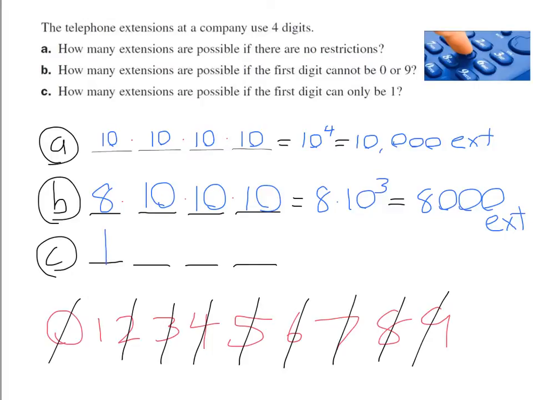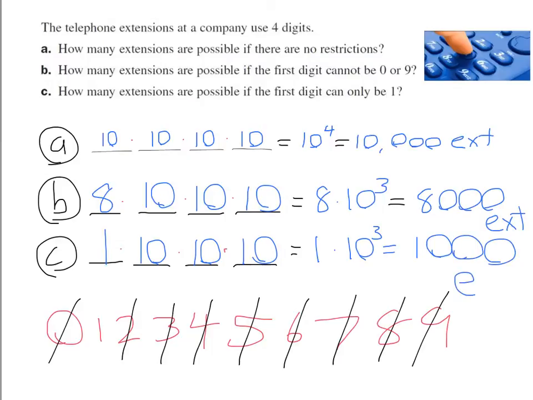Now, what about the other 3 digits? Well, it doesn't give us any restriction on that, so we could choose any of the 10 digits once again for the other 3. And, of course, we are multiplying all of these together. So we do our math, and we realize this is 1 times 10 to the third power. And remember, 10 to the third power is 1,000, so 1 times 1,000, now you have only 1,000 extensions.